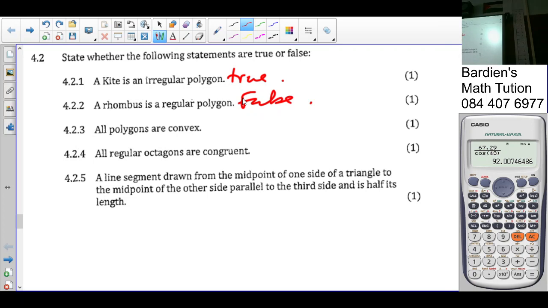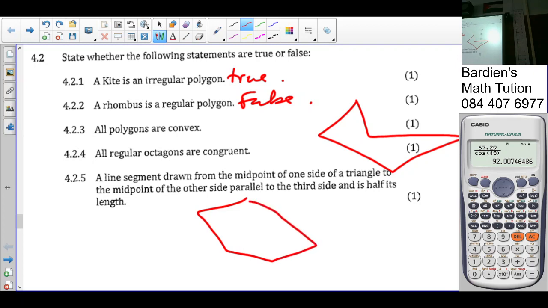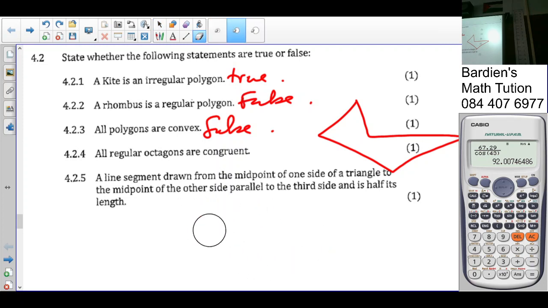All polygons are convex. If one of those sides is concave, which is inside. Convex means to say all is outside. All is going this way. You see? Convex. But this one's going in. Is this a polygon? Yes, it's enclosed. It's made up of sides. So, all polygons are convex. False. Okay, next.